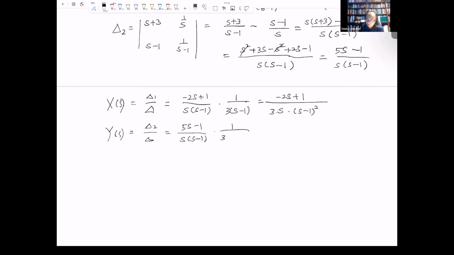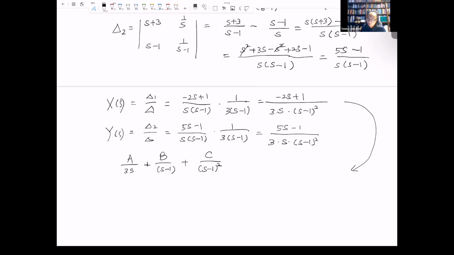The denominator is 3s times (s minus 1) squared, and the numerator is negative 2s plus 1. So now we need to do the partial fraction. Let's do x first: A over 3s plus B over s minus 1 plus C over (s minus 1) squared. This is a repeated term, which is why we don't have to do Cs minus D. It's going to automatically take care of B over s minus 1 plus C over (s minus 1) squared.